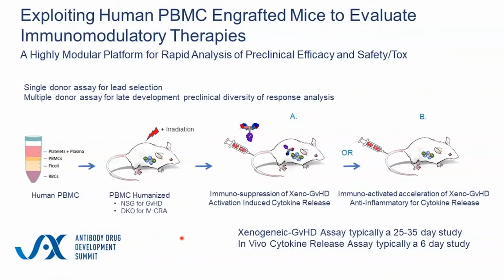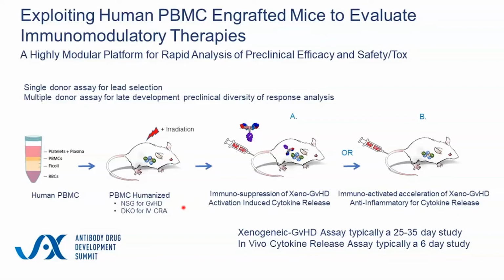So the PBMC platform, if you're really focused on T cells, is a really wonderful and very highly modular platform. We can set up this assay in a number of different ways. We can do it with single donors, single PBMC donors, so that you can compare your leads side by side. Once you've got a more characterized selected lead, then we can move on to studies that use multiple donors in the assay. And you can begin looking at preclinical diversity of response and really giving you an idea of what you might predict to see in those phase 1 clinical trials.